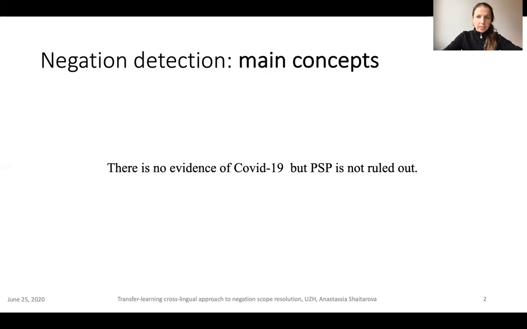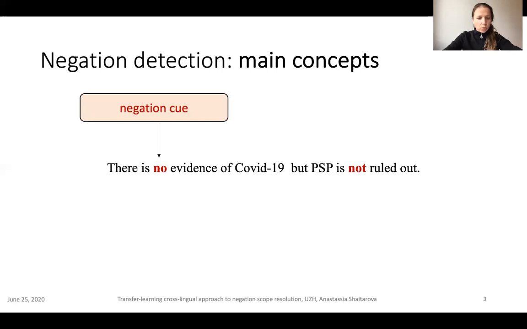Negation detection has two main steps. Here we have an example sentence. There is no evidence of COVID-19, but PSP is not ruled out. The first step usually is to find special linguistic markers that signal negation. Here we can see right away the words no and not. These words are called negation cues or triggers.